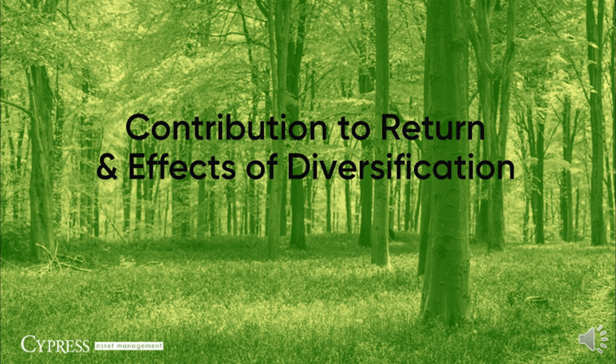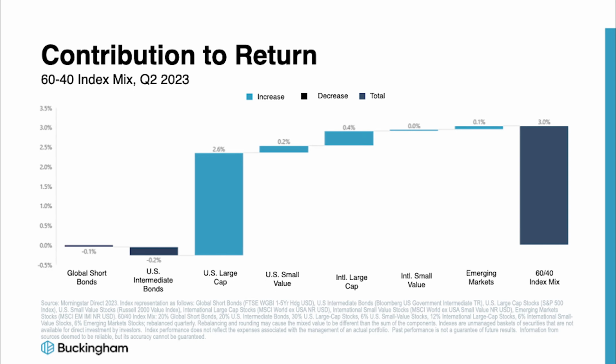Okay, next let's take a look at how some major asset classes contributed to a 60-40 index mix this quarter and how that index mix behaved during recent history. On this slide, we're looking at the absolute impact of different asset classes on the quarterly return of a sample 60% stock and 40% bond index mix.